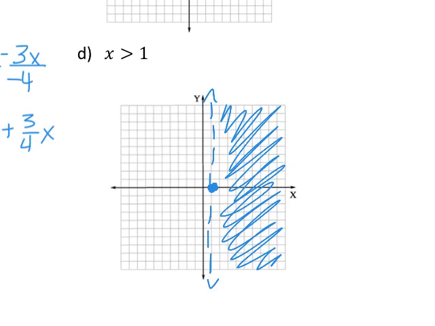So if it was a y equals line, the y-axis is up and down, so your y equals line is going to be left and right. So it would be a horizontal line, and then you can shade appropriately there. Okay. Any questions?